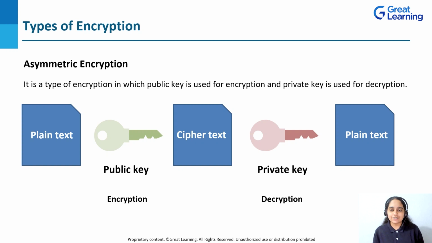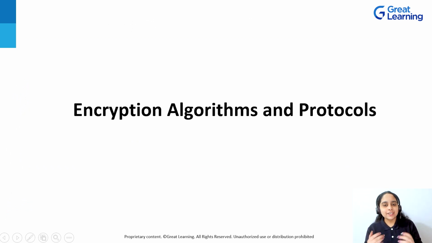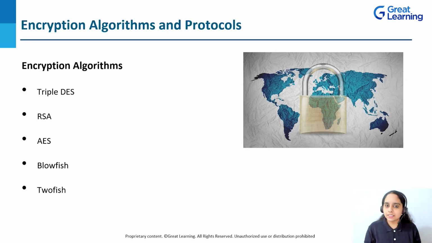Asymmetric encryption is secure and it ensures data integrity. So I hope you all have understood the two types of encryption, that is symmetric encryption and asymmetric encryption. Encryption algorithms and protocols. An encryption algorithm is a mathematical procedure that is used to encrypt the data. Encryption protocols are security protocols used along with encryption algorithms to secure data efficiently. First, we'll discuss encryption algorithms and next we'll discuss encryption protocols. We will be discussing 5 popular encryption algorithms, and they are Triple DES, RSA, AES, Blowfish and Twofish. So let's see what these are one by one.